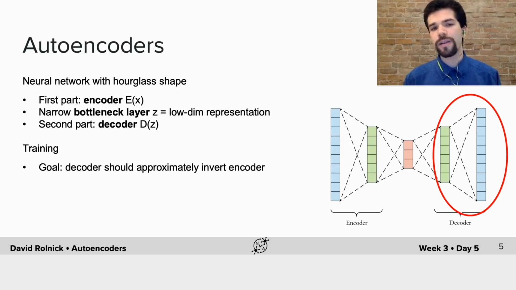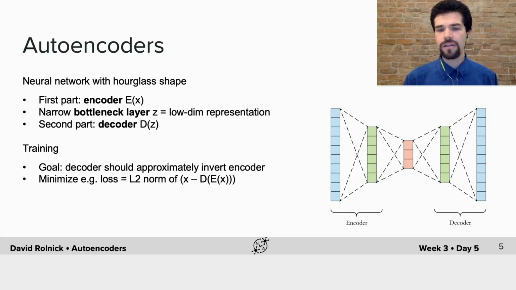So how do you train for this to actually happen? This is a neural network. You can train it using backpropagation, gradient descent. You can train it to minimize a certain loss function, and there are various examples of a loss function that you might use here. One example is the L2 norm of the difference between the input and the output of your decoder. So D of E of x there just means you've applied the decoder to the output of the encoder. And so you're trying to make the decoder basically be the inverse of E. So x should be very close to D of E of x.